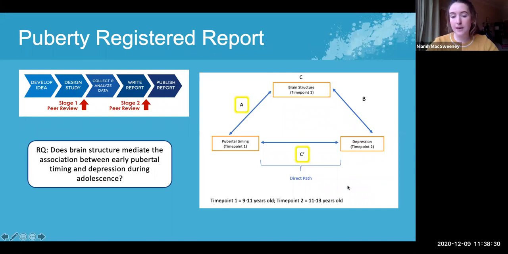And because we now have follow-up data in the ABCD study, I'm going to be using the depression from time point 2. So these are going to be 11 and 13-year-olds, and then imaging and pubertal timing measures from time point 1.